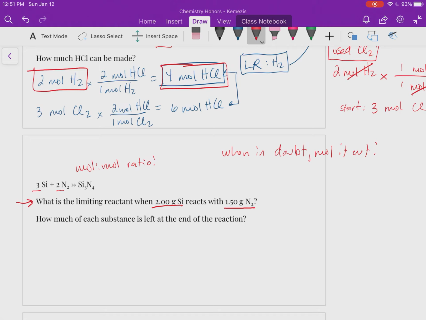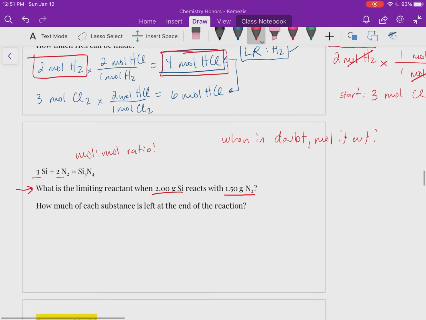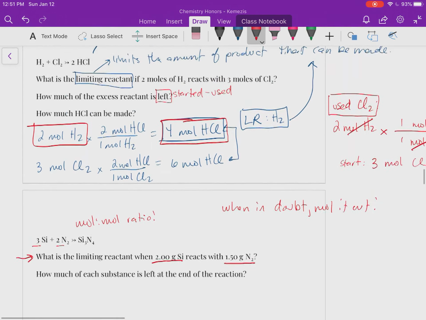I did this on purpose. We're going to notice that it's not always as simple as whichever one gives me the least amount of mass. So I know that I have 1.5 grams of nitrogen, but does that mean that it is going to be the limiting reactant? You're going to have to do the problem to figure that out. And then it says, after you figure out the limiting reactant, how much of each substance is left at the end of the reaction.